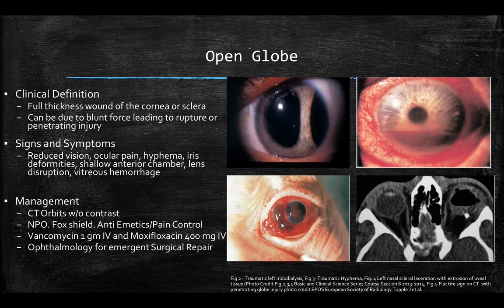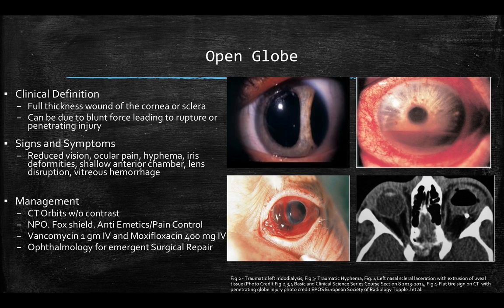So, an open globe. The clinical definition of an open globe is a full thickness wound of the cornea or sclera. It can be due to a blunt force injury that leads to just a rupture itself, or it can be due to a penetrating injury, as we saw with the gentleman with the nail previously. The signs and symptoms are things that you're really going to want to know if you're working in the emergency room to see how serious of an injury the patient has.